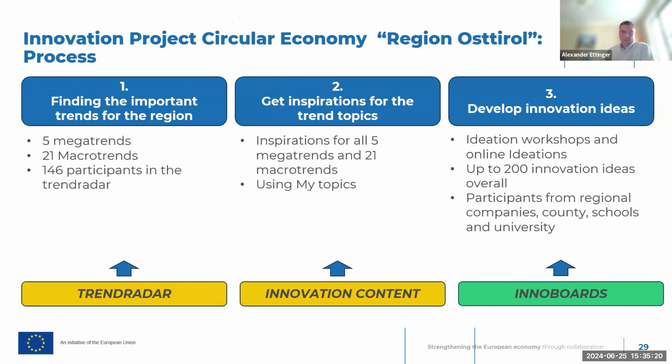That means we have pre-selected the megatrends and macrotrends. That means 5 megatrends and 21 macrotrends were used at the beginning. And 146 participants in the trend radar have evaluated the trends to give an overall picture which megatrends and which macrotrends are most important for the topic circular economy.